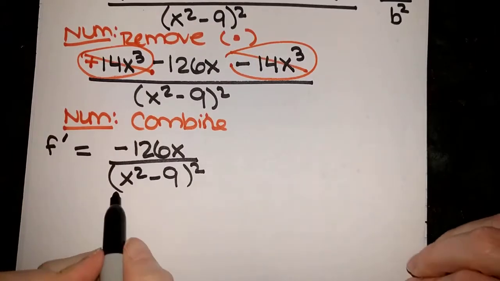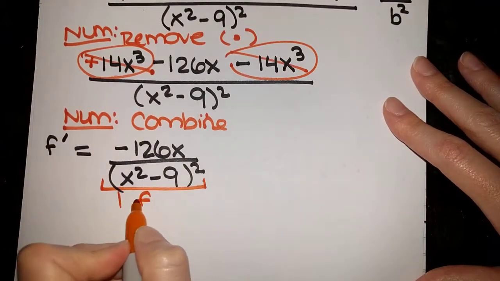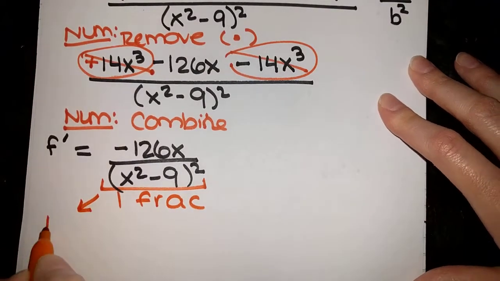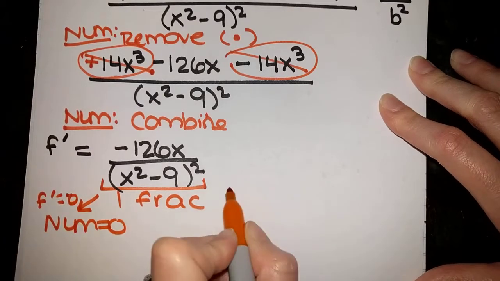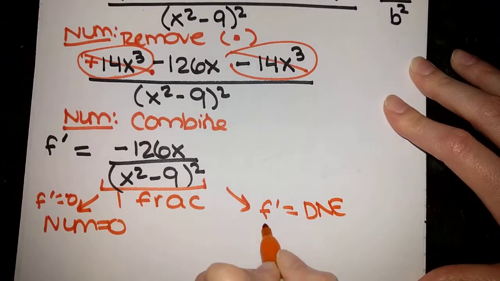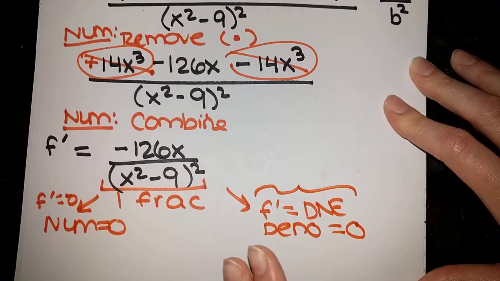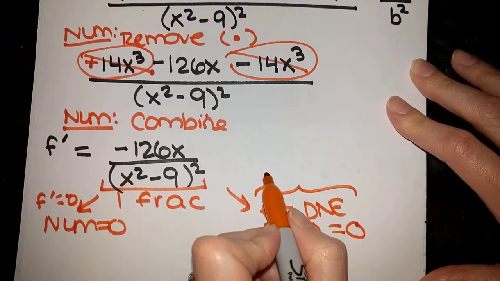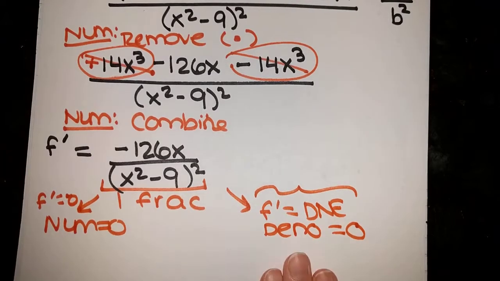Now, because this is now one fraction, once it is in the one fraction form, you then are going to set the numerator equal to 0, and that gives you where f prime is equal to 0. You then set the denominator equal to 0, and that gives you where f prime does not exist. And you're very, very cautious about this because this might correspond to vertical asymptotes. So you need to be careful about whatever numbers you get from this denominator equal to 0.